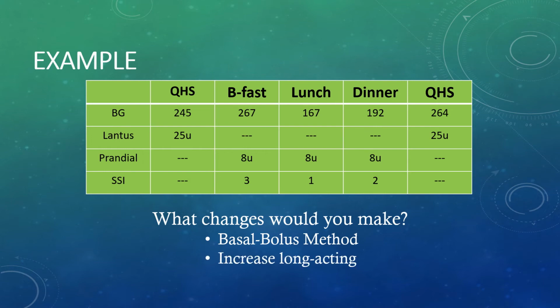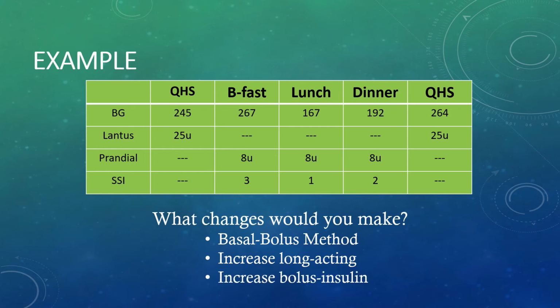Another way that you could do this is just increasing their long-acting. You could go up by 20%. So, just add the whole 10 to 15 units on top of that QHS Lantus and go up to 35 and see what happens the next day. It's really all trial and error and whatever your preceptor is the most confident with. There's really no right or wrong answer here.